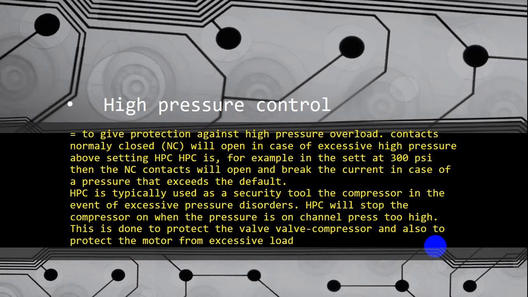HPC is typically used as a security tool for the compressor in the event of excessive pressure disorder. HPC will stop the compressor when the pressure on the discharge channel is too high. This is done to protect the valve of the compressor, and also to protect the motor from excessive load.